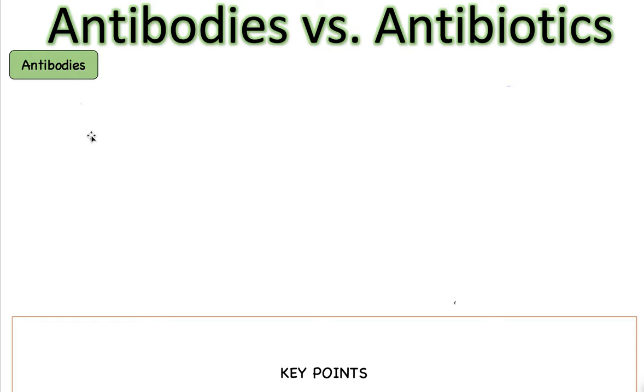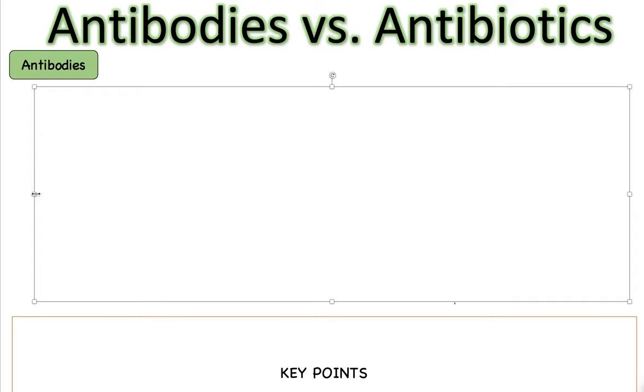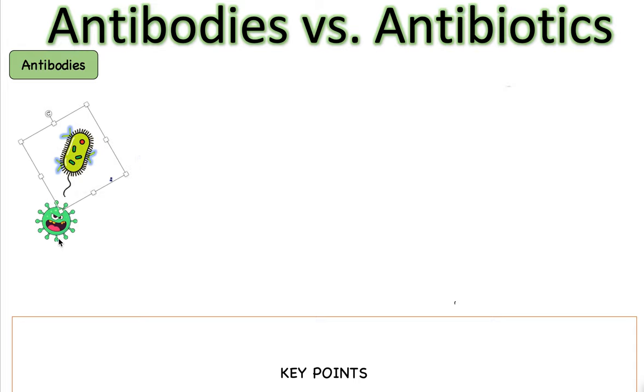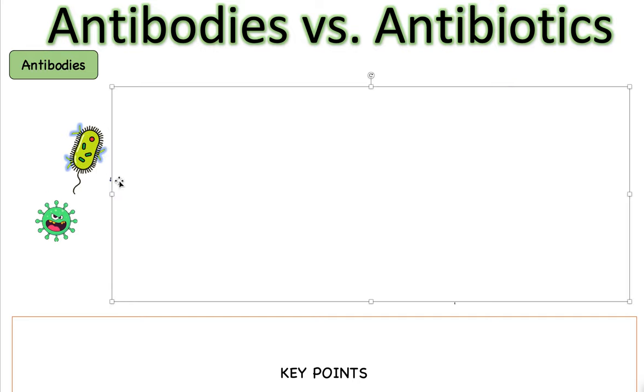So antibodies, if you've learned about the immune system, you know that they're made by your own body, hence antibodies. That's how I remember it. Antibodies are made by your body. So when you have a pathogen, and remember, a pathogen is any bacteria, anything that invaded your body and is trying to kill you, you have cells called lymphocytes.